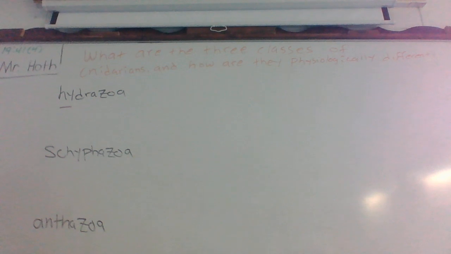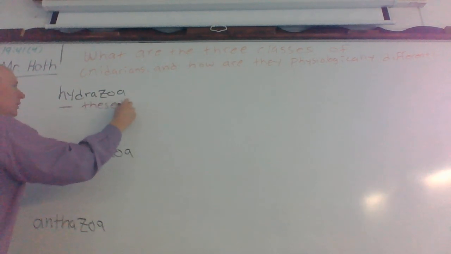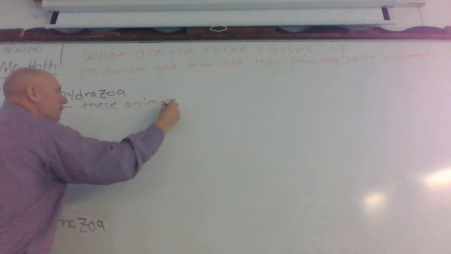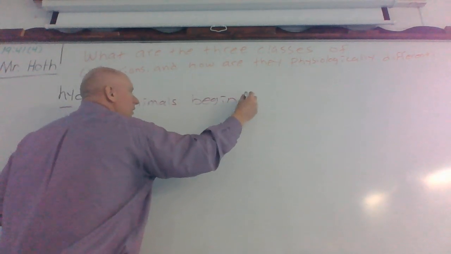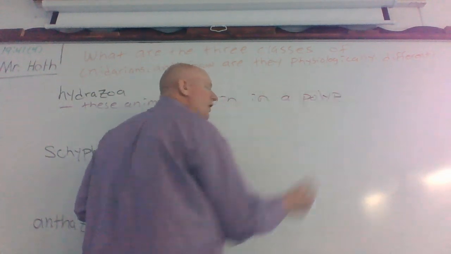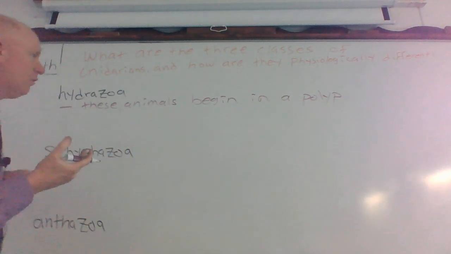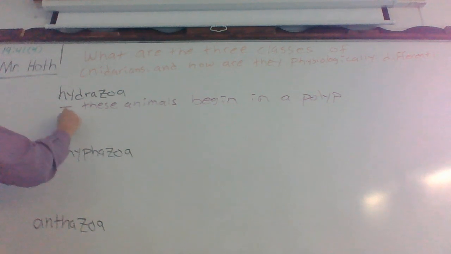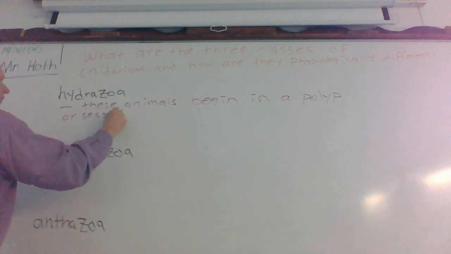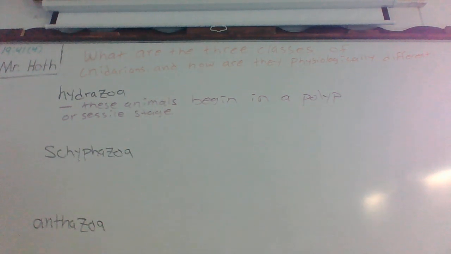If it's in the sessile stage, they don't move, but that's called a polyp. That's right. These animals begin in a polyp, or you could say sessile. That's fine too. We know what you mean by sessile because that means they don't move. In a polyp or sessile stage. Now, that doesn't mean they're going to stay sessile.